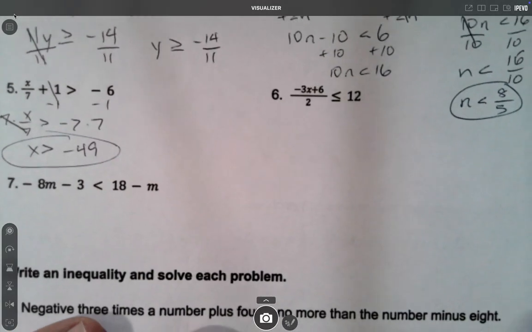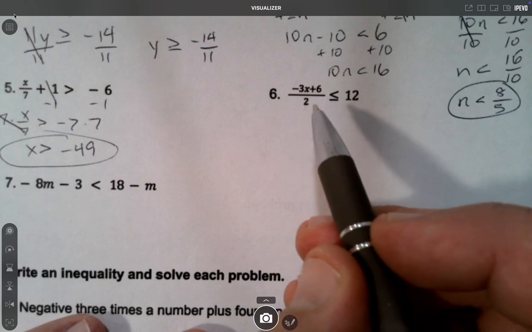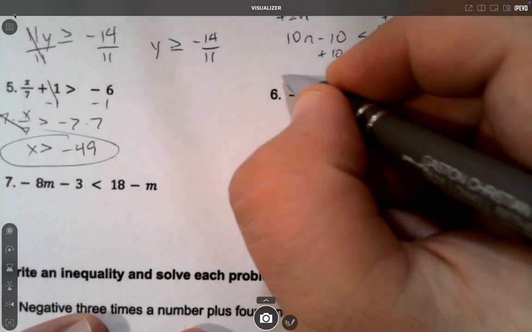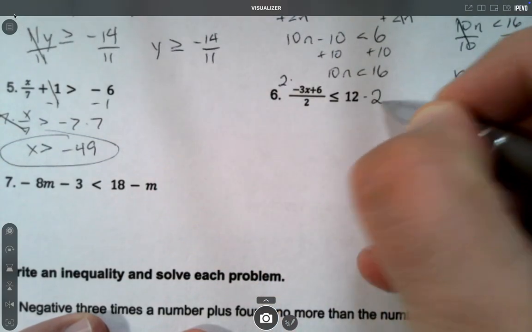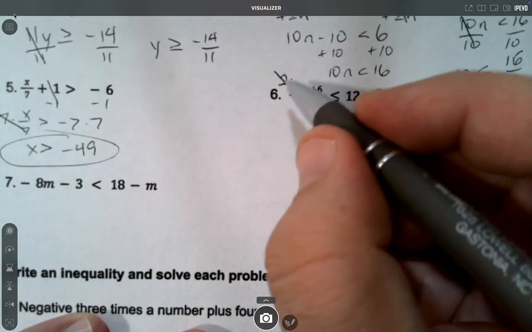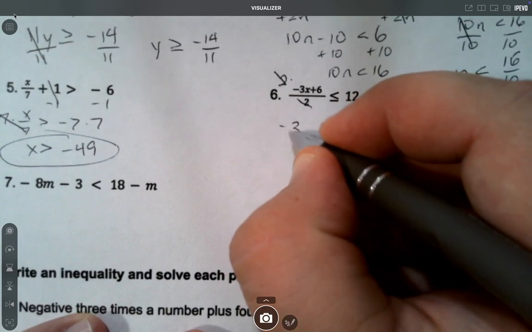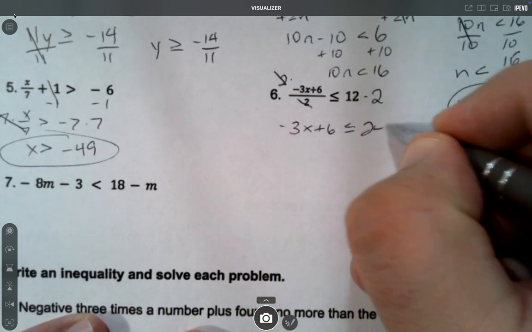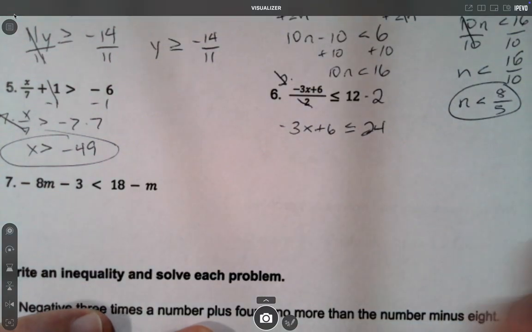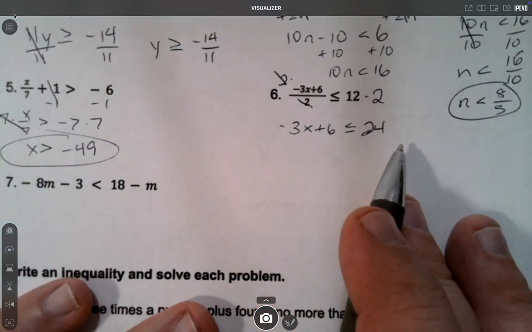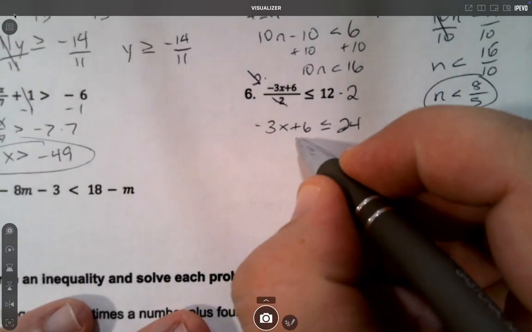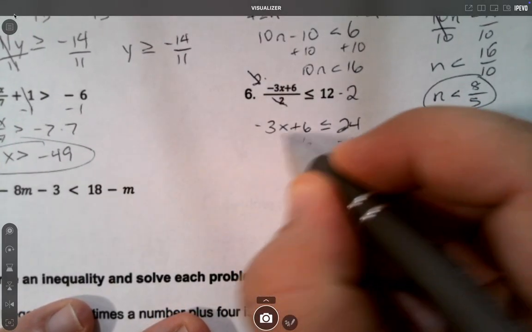Okay, number 6. Whenever you have one giant fraction like this, the first thing you want to do is get rid of that denominator. So we're going to multiply both sides by 2, because that will cancel out with this 2, because 2 divided by 2 is 1. And 12 times 2 is 24. Because then at that point, this is a lot simpler version. Looks a whole lot like what we had in number 1 and number 3 at this point. We'll subtract 6 from both sides.